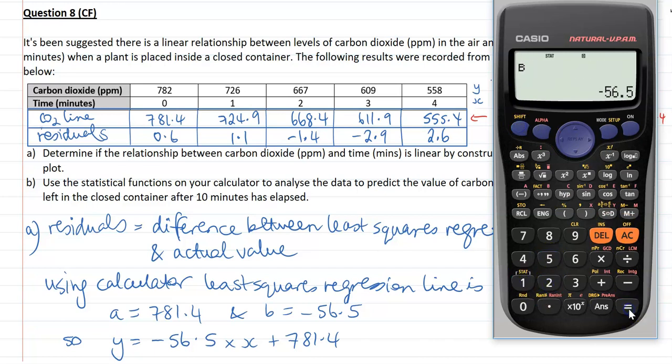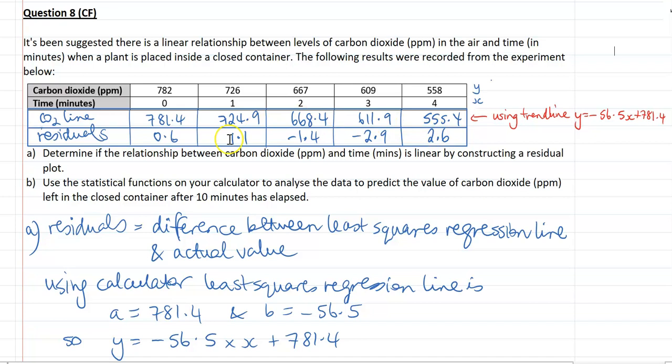B, negative 56.5. So that gives us our regression line. You then use that regression line to create your values for the trend line. So I want to know on the trend line at time 0, what would be the value on my trend line. So it would be 781.4.